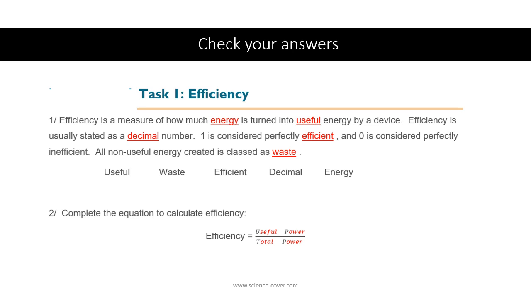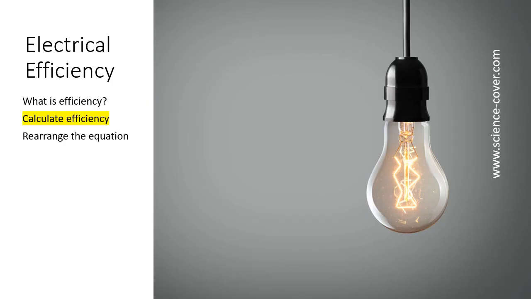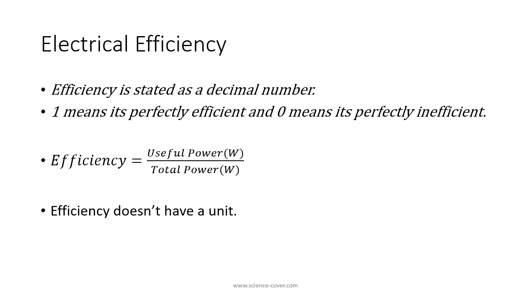Question 2 is to complete the equation for efficiency. So the efficiency is the useful power divided by the total power. Let's now have a look at some examples of how we can calculate efficiency using the equation. So we've said earlier on that we expect efficiency to be a number between 1 and 0, and we can calculate this number by dividing the useful power by the total power.